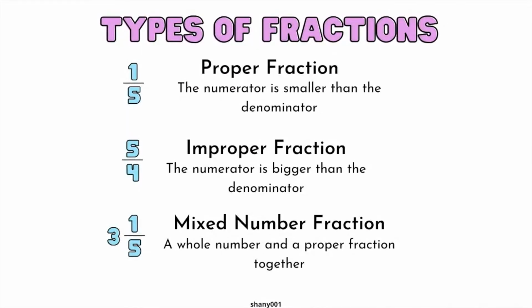Types of fractions. We're going to go ahead and look at the 3 types of fractions. Proper fractions. The numerator is smaller than the denominator. You'll be seeing a lot of proper fractions in these upcoming weeks. Improper fraction. The numerator is bigger than the denominator. So, you see, 5/4. The 5 is bigger. And finally, you'll see the mixed number fraction, in which you have a whole number and a proper fraction together.